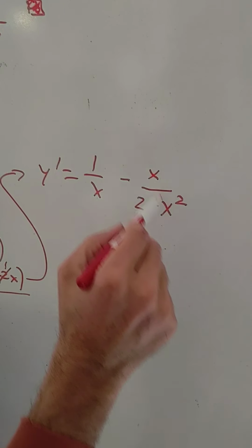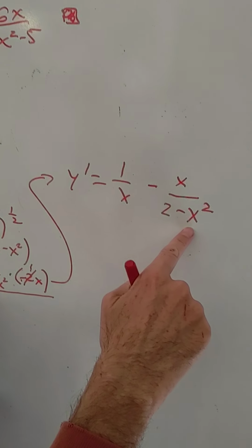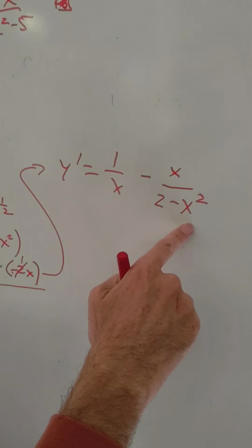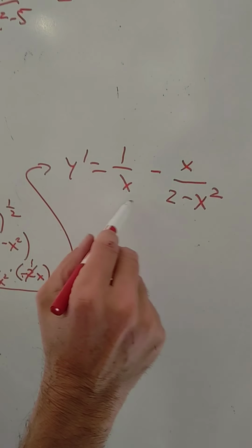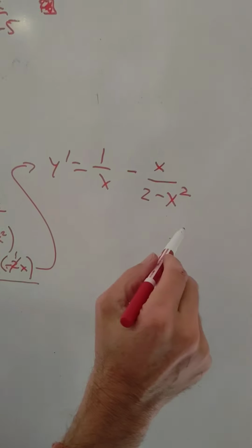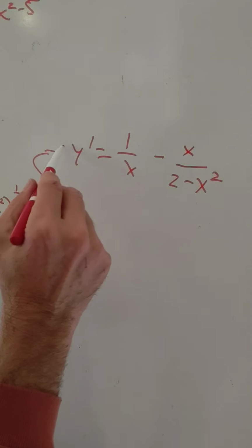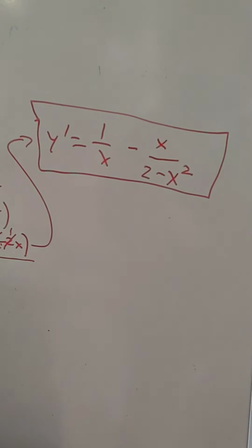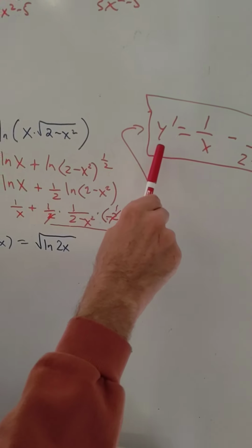You cannot cancel these x's at all because this x squared is a term. You can never cancel terms. So I would just leave that as the final answer. I could get a common denominator of x times 2 minus x squared and write it as a single fraction, but I think this is plenty good enough. So that would be my final answer for y prime.